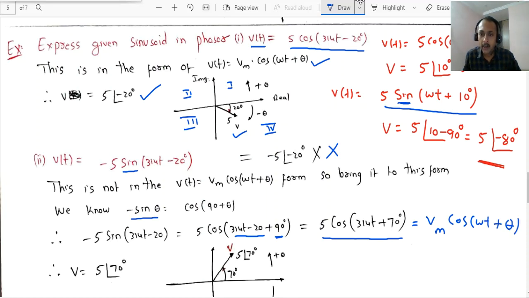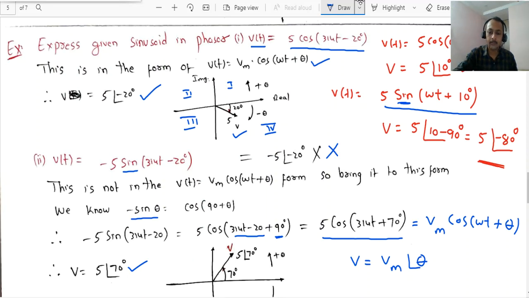Once you got this general form, if phasor representation is asked, it is very simple. V equal to Vm at an angle theta, right? Now Vm is 5, theta is 70. Its answer is 5 at an angle 70 degrees. Very, very important. Its answer is V equal to 5 at an angle 70 degrees.